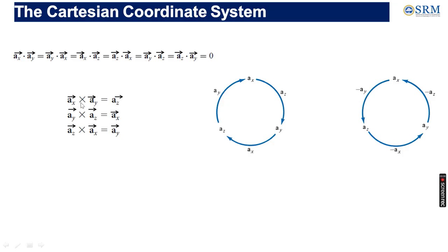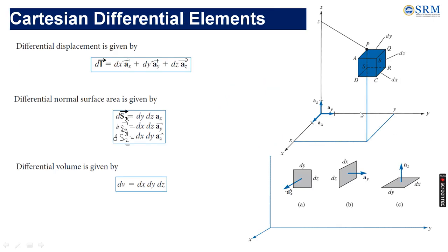If I do the cross product of the vectors, ax cross ay gives me the third remaining unit vector. Similarly, ay cross az gives me ax, and az cross ax gives me ay. If I take the cross product in reverse order, I will get a negative sign. That is what is represented here.